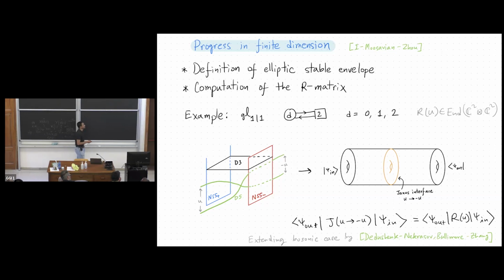Okay. Now how do we compute the R matrix from this? So this theory, and we want to do it for the elliptic case, because if we have things for the elliptic, yeah.